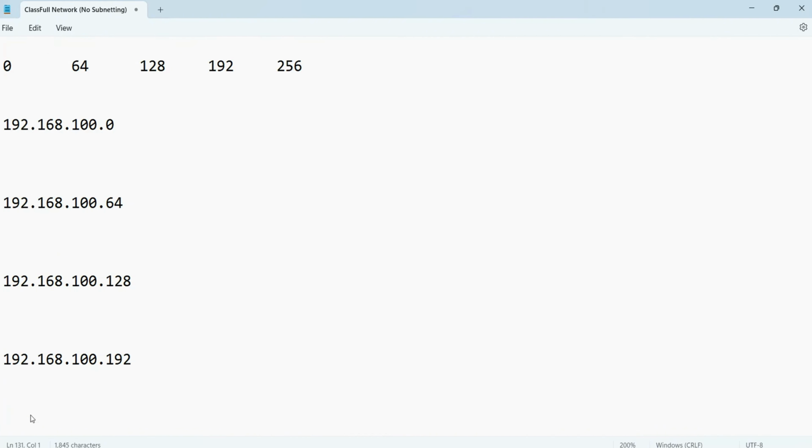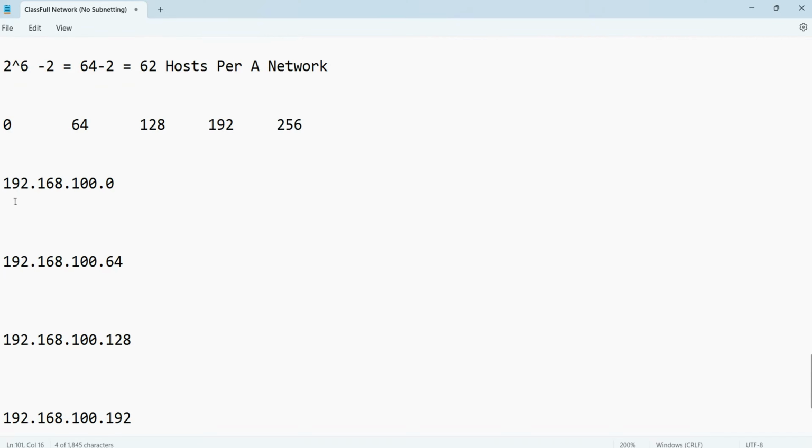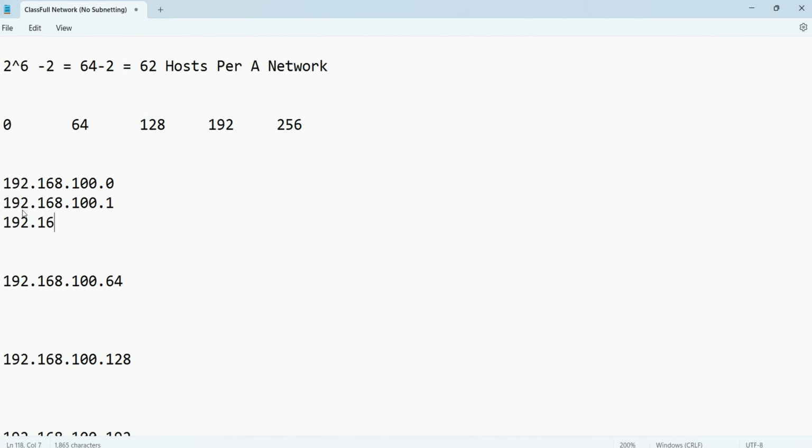Remember, we don't put the 256, so I cannot put this as an IP address. Same thing over here and over here, as long as my subnet mask is 192, because then the system will understand what I'm actually doing here. So if this is my network ID, what is the first host? 100.1. What is the last host? Well, what is the next network? It's 64, and the one before that is the broadcast. So the last host is 62, and the broadcast is 63. So this is my network ID, this is the first host, this one is the last host, and this is the broadcast.